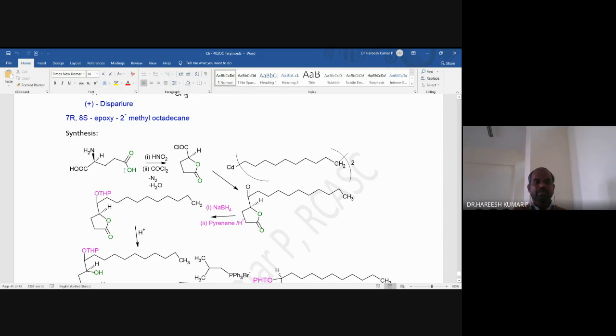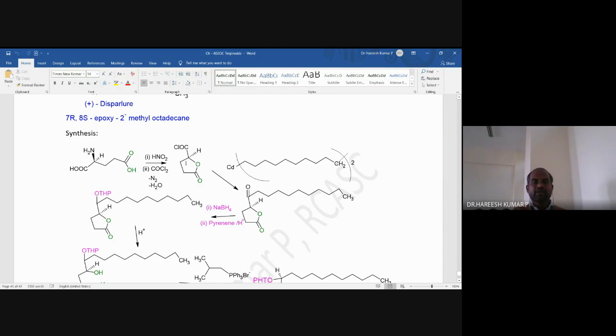No. What will happen? The lone pair present on this oxygen will attack this carbon and the N2 will go out. So I will repeat again. Glutaric acid, when it is treated with nitrous acid, will convert NH2 into N2Cl. At that time, the lone pair present on this alcohol, meaning the acid, will attack this carbon, and N2Cl will go out. So that is how lactone is obtained.